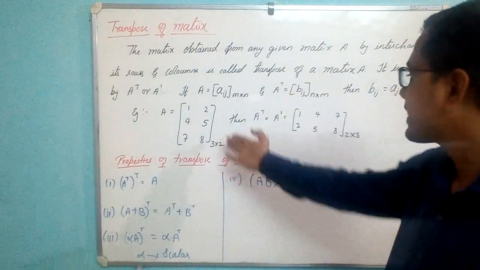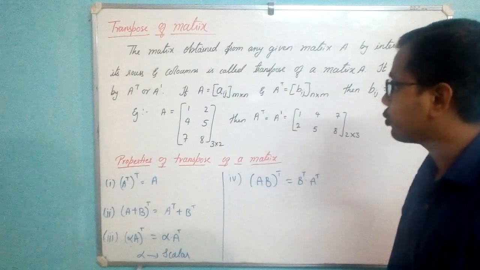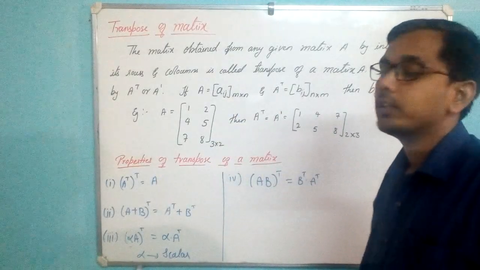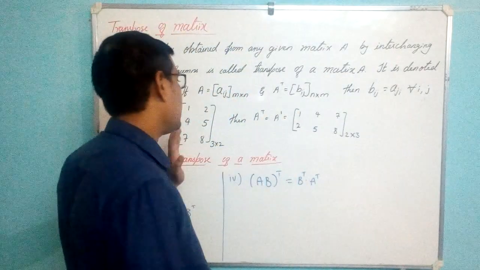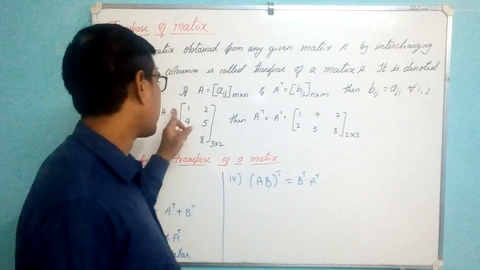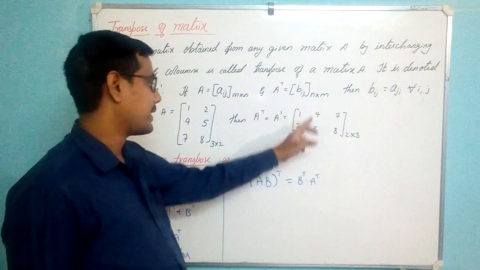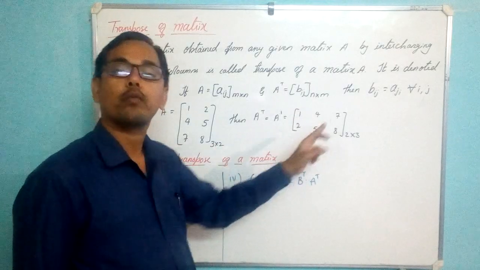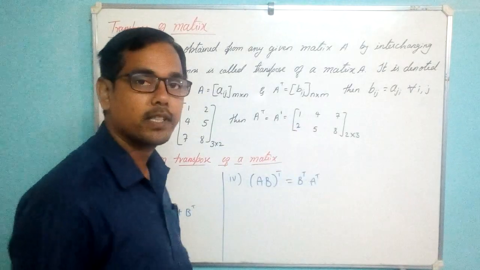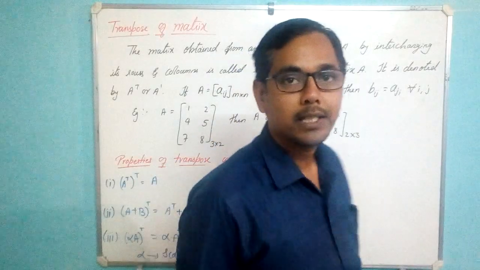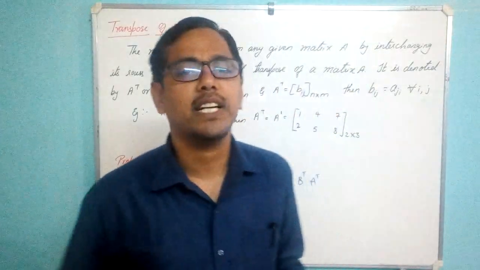For example, if you take this example 1, 2, 4, 5 and 7, 8. So the order of the matrix is 3 cross 2. Here we have 3 rows and 2 columns. So if you want to get the transpose of this, then write the rows as columns. What is the first row? 1, 2. That is written as the first column. Second row is 4, 5, that is written as the second column. 7, 8 is the third row, which is written as the third column. So the order of A is 3 cross 2, so definitely the order of A transpose will be 2 cross 3. So this is what the transpose is all about, just interchanging rows and columns.